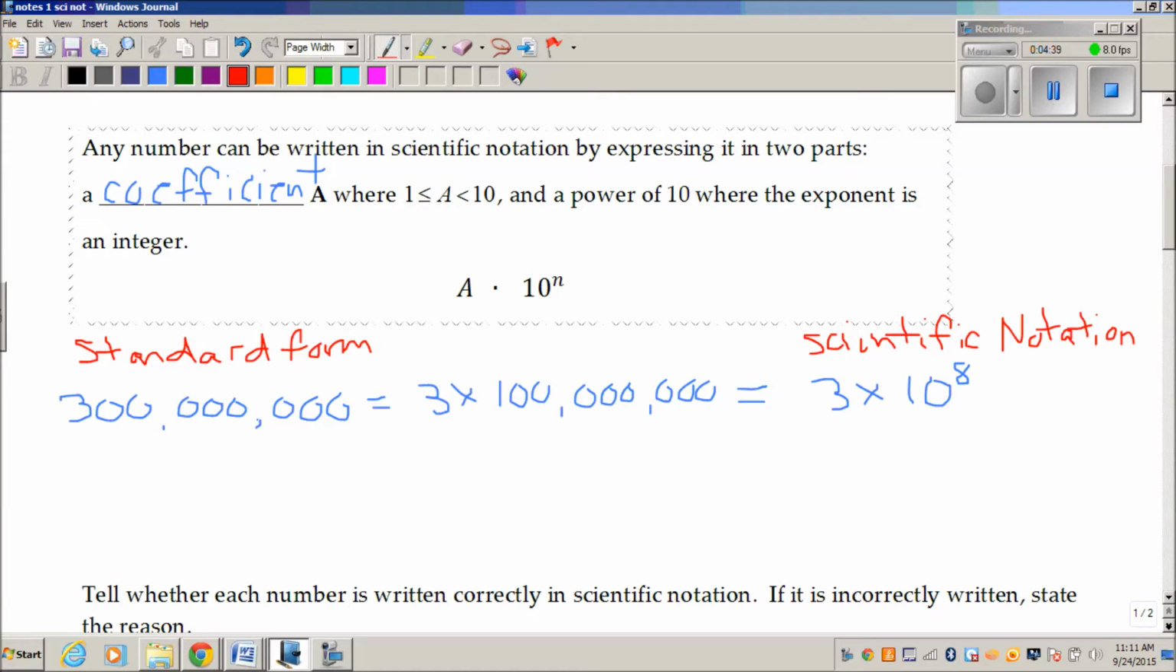It needs to be equal to 300 million, but it's written out in a form where 3 is called the coefficient. So this is the number we were just talking about. 3 is called the coefficient. It's the number multiplied out front. And the coefficient always needs to be greater than or equal to 1 and less than 10. And then it's multiplied by a power of 10. So when I see 3 times 10 to the 8th power, I know that this means 300 million because I'm multiplying 3 times 100 million. Okay?